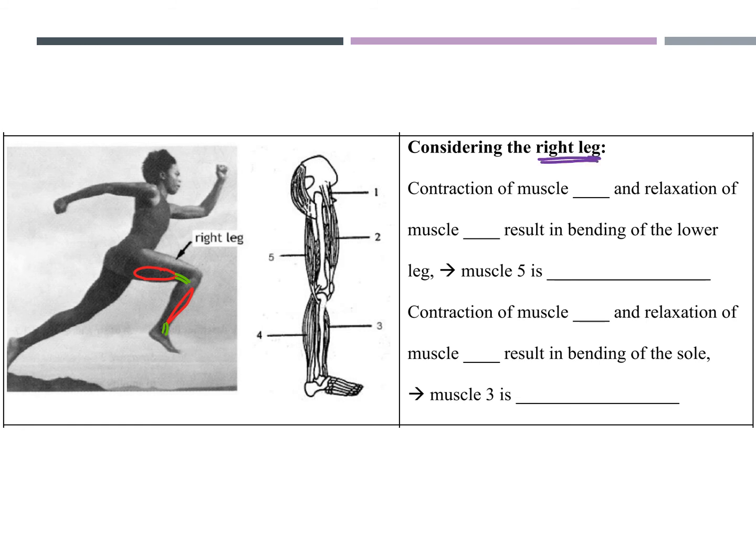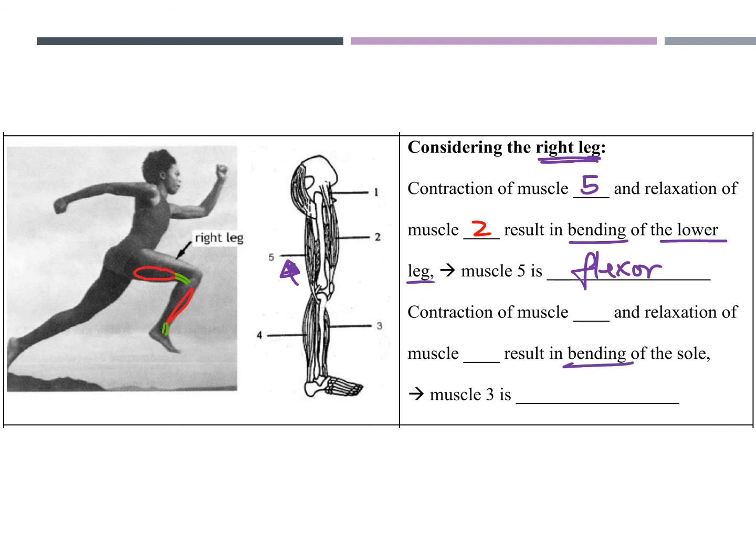Let's consider the right leg. If she is bending the lower leg, she must be contracting muscle number 5. Because when muscle number 5 contracts, the leg is bent. Muscle number 5 must be a flexor. While for muscle number 2, it relaxes. It does not do anything.